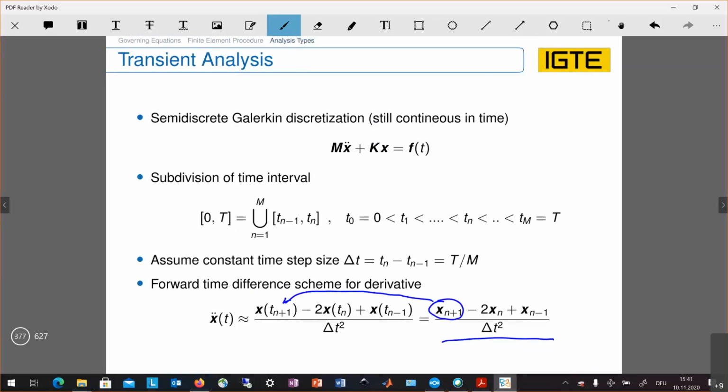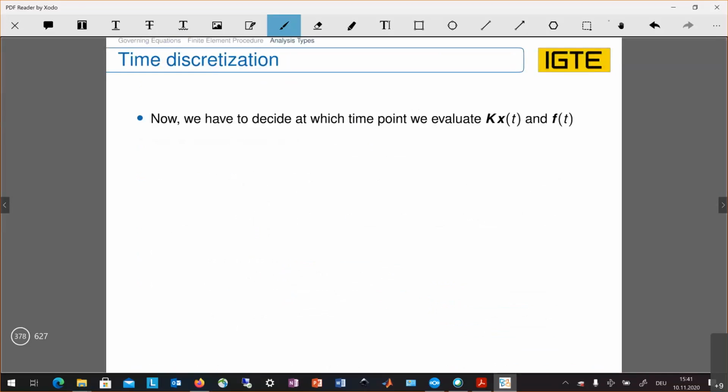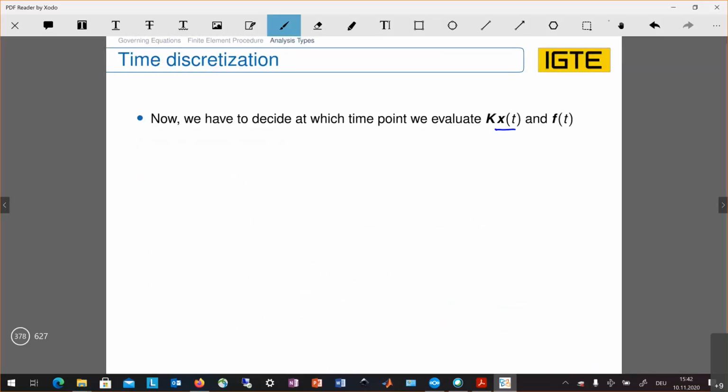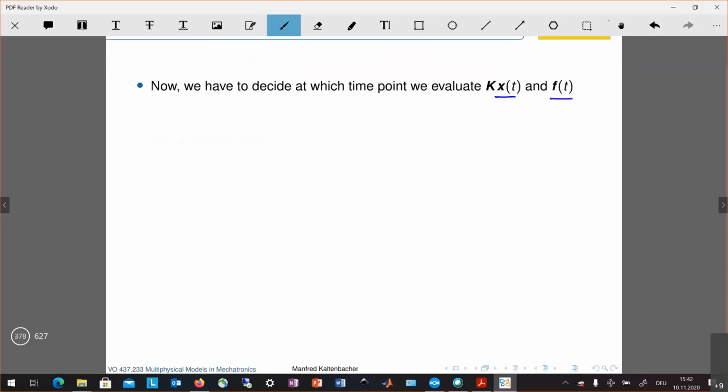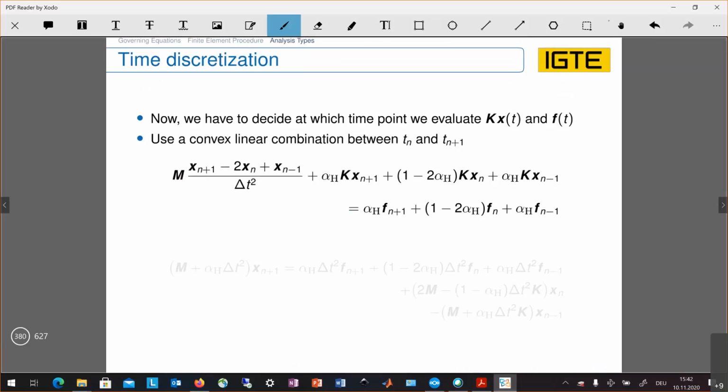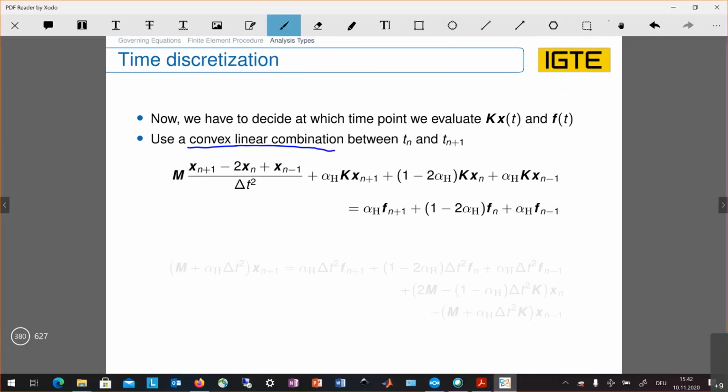Okay, so very similar to what we have done for the heat equation, we now also have to decide at which time point we evaluate our displacement and the right-hand side, and to get the highest accuracy, it makes sense to do a so-called convex linear combination between the time step tn and the new time step tn plus 1. So exactly the same as we have done for the heat equation. So we now have a so-called time integration parameter alpha h.